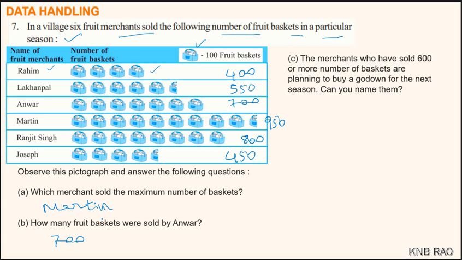Next, the merchants who have sold 600 or more baskets are planning to buy a godown for the next season. Can you name them? So, 600 or more: 700, 950, 800. That means Anwar, Martin and Ranjit Singh. So, Anwar, Martin and Ranjit Singh have sold more than 600 fruit baskets, therefore they are planning to buy a godown.